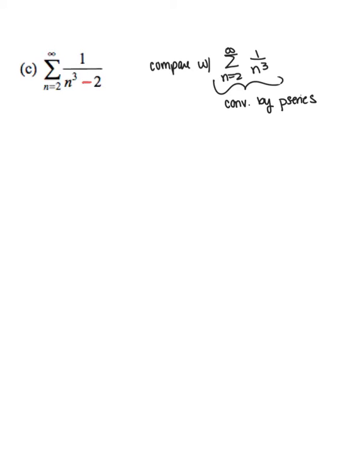But because of this minus 2, you're going to have an issue with it, because if I try and compare with 1 over n cubed, it will be less than 1 over n cubed minus 2. And since I know this series is going to converge here, it's just not helpful. So a direct comparison test is not going to be the way to go here. It's true, but it's just not helpful.